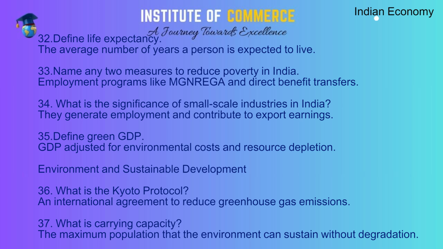33. Name any two measures to reduce poverty in India. Employment programs like MNREGA and direct benefit transfers. 34. What is the significance of small-scale industries in India? They generate employment and contribute to export earnings. 35. Define green GDP. GDP adjusted for environmental costs and resource depletion.